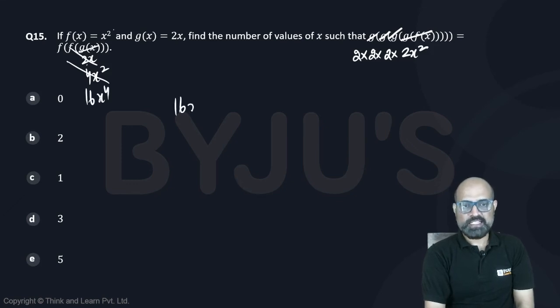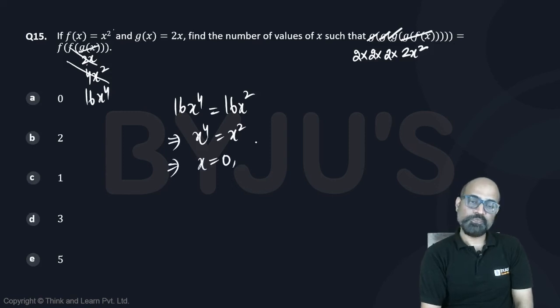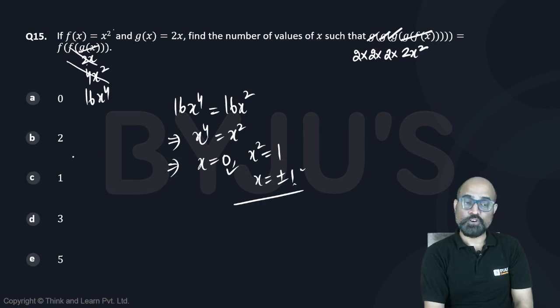So it's given that 16x to the power 4 is the same as 16x square. That means x to the power 4 is equal to x square. So we will get the value of x as 0, and then x square is equal to 1, or we will get the value of x as plus minus 1. So 3 values we get for x: 0, 1 and minus 1, for which this is going to be true. D option.